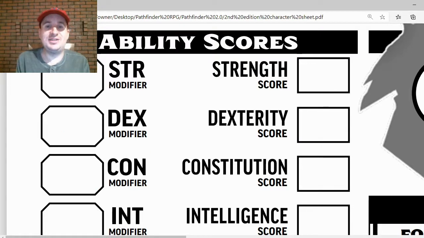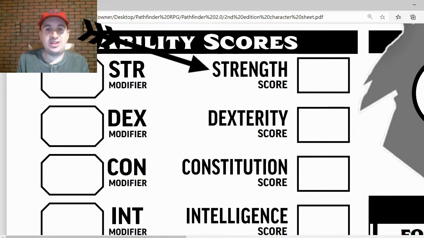Now let's move on to ability scores. These are a measure of your character's basic attributes. There are 6 of them: strength, dexterity, constitution, intelligence, wisdom, and charisma. Let's start with the physical ability scores. Strength is a measure of your character's strength. How strong are they? What's their physical might?